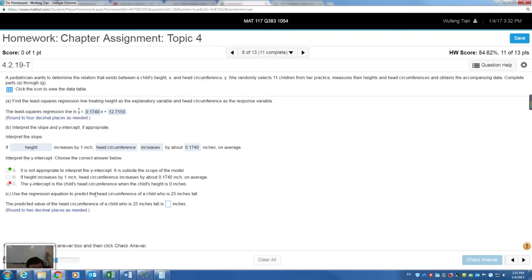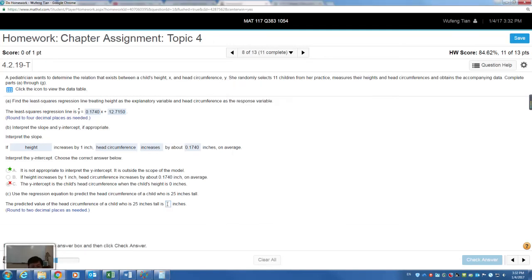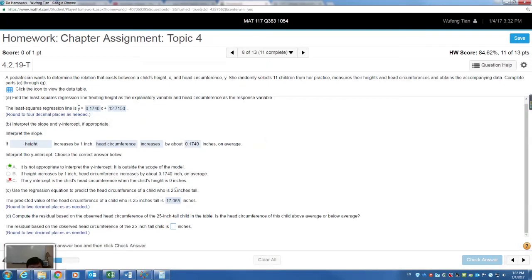Use a regression model to predict the head circumference of a child who is 25 inches tall. So it's 25 inches tall, plug 25 into the model. So 0.174 times 25 plus 12.7150, 17.0 plus. Control C, Control V. Okay.